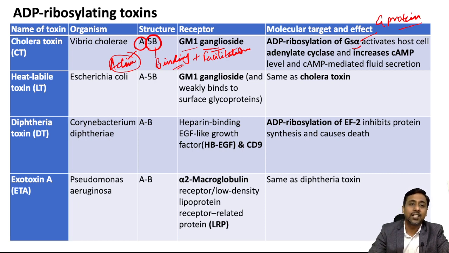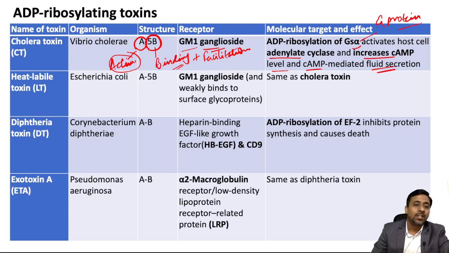And once this adenylate cyclase is activated, what will happen? Similar to Bordetella, what we have seen, it will increase the cyclic AMP level. In this case, the cell which is involved is the intestinal cell, so it will lead to cyclic AMP mediated fluid secretion. Okay, so ultimately it will lead to activation of adenylate cyclase and increased cyclic AMP level, and then cyclic AMP mediated fluid secretion. However, the initial step is the ADP ribosylation of GS alpha protein.